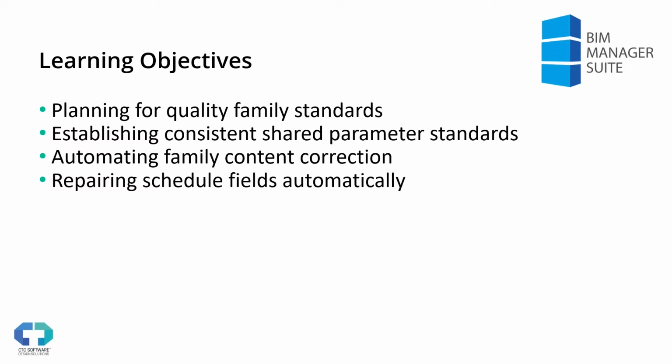So really, the planning process for your quality family standards is effectively those three major things. You have to have good shared parameter standards that you know, that you feel good about. That's the one consistent source of truth. That's the key. One shared parameter file. I see a lot of companies who have multiple shared parameter files, whether it be one per discipline or one per office, things like that.